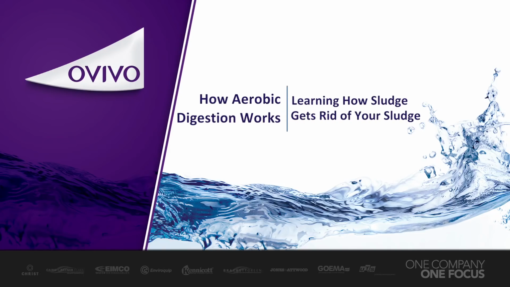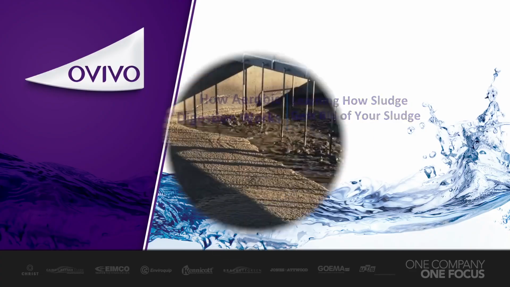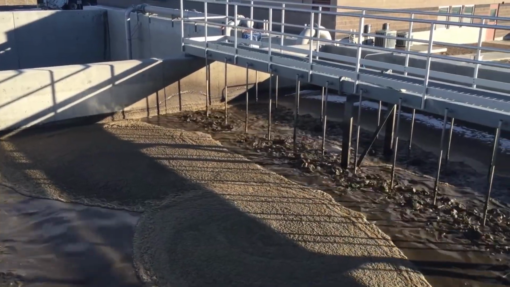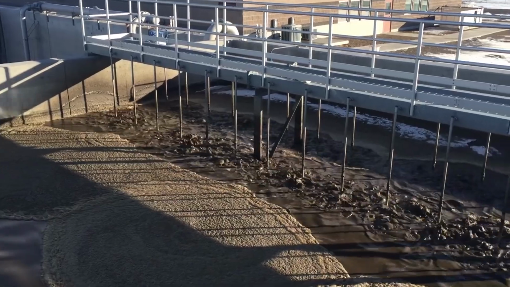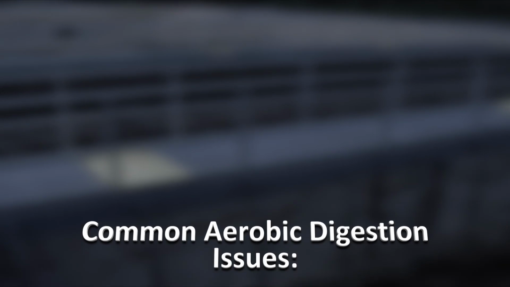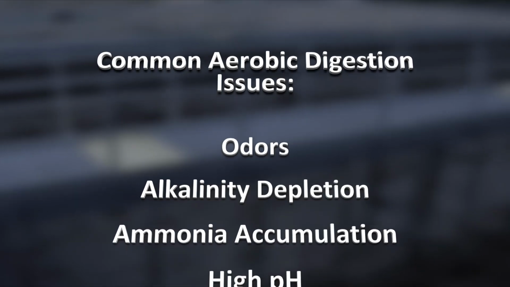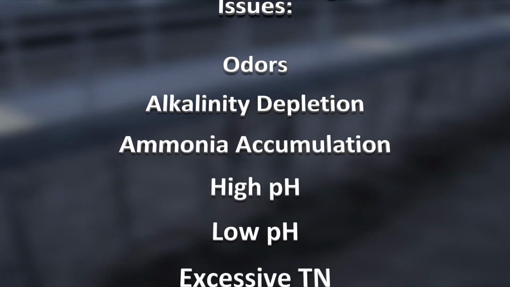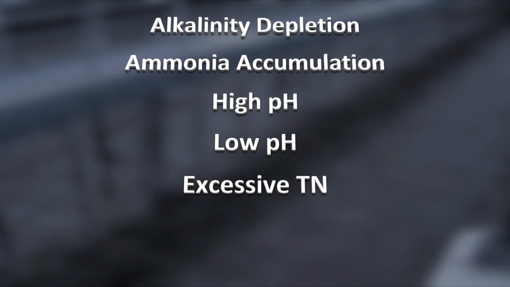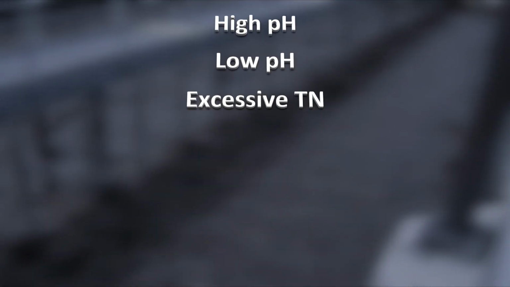This video will describe the biological processes associated with aerobic digestion and their corresponding chemical reactions. Since aerobic digestion utilizes microorganisms to degrade organics, it is very important to understand these biological processes and their associated chemical reactions. If the chemical reactions are not fully understood, issues such as odors, alkalinity depletion, ammonia accumulation, high pH, low pH, and excessive total nitrogen going back to the head of the plant can occur.